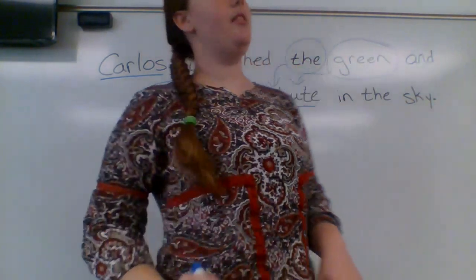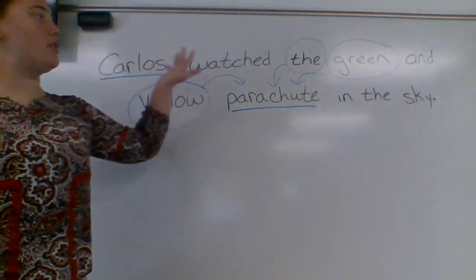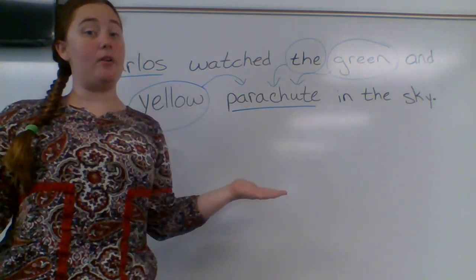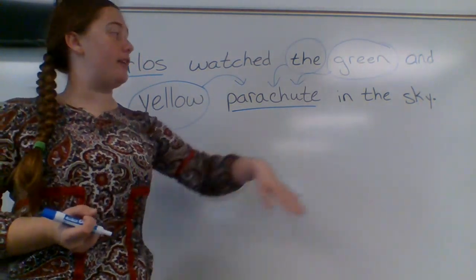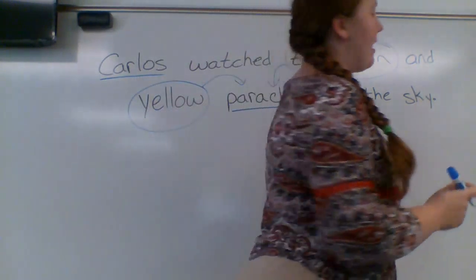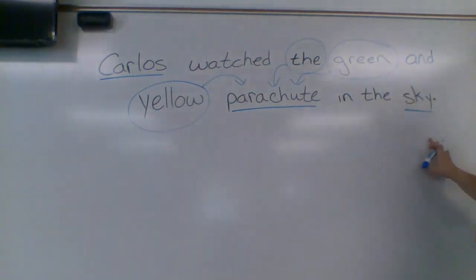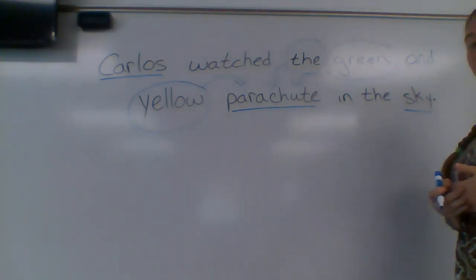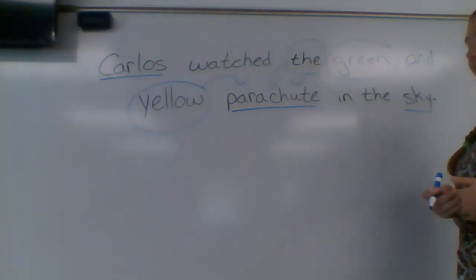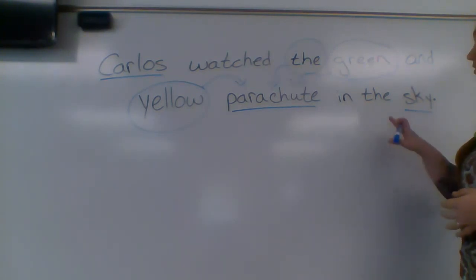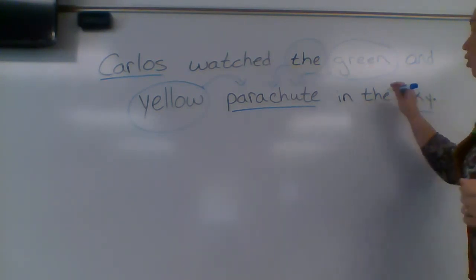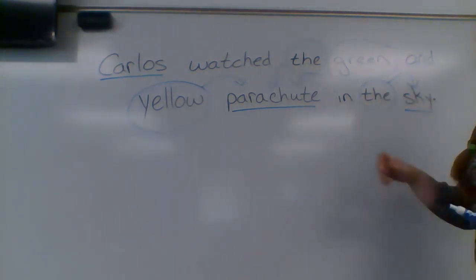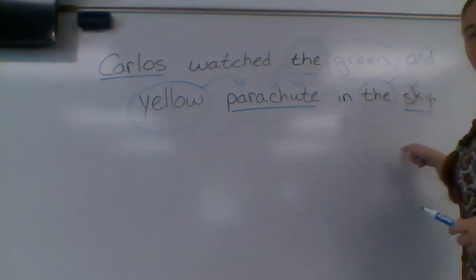So let's look. I have Carlos watched the green and yellow parachute in the sky. Where's my noun? Right, the word sky over here is a noun. It's underlined one time. And I have my adjective. See if you can find the adjective before I say it. Right, just the word the. Again, always going to be an adjective. Draw a line from the word the to the word sky.